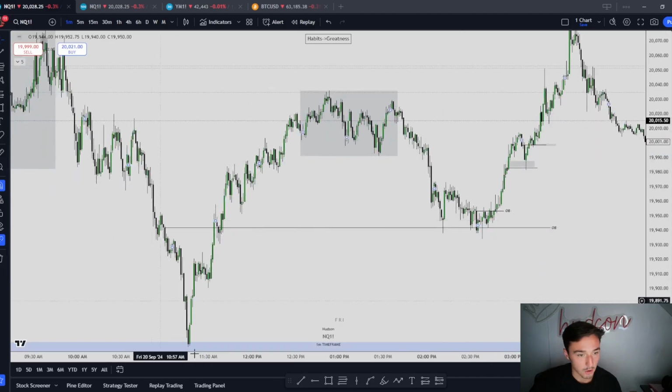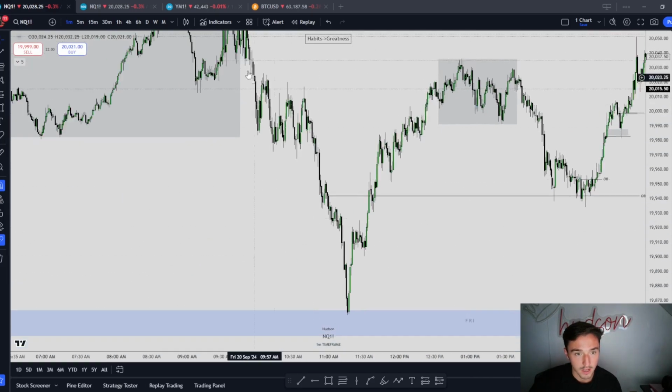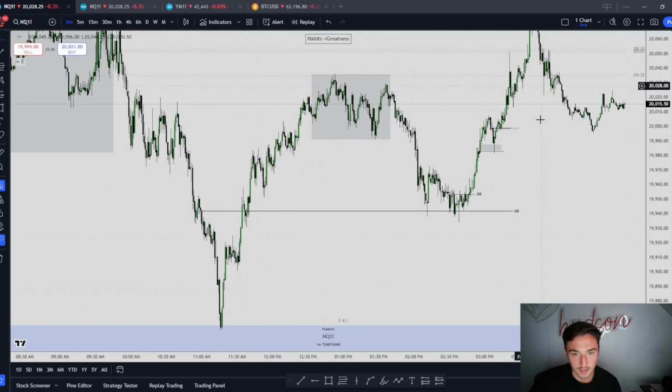So right there, market maker model inside of a market maker model. Sell side of the curve, buy side of the curve, sell side of the curve, buy side of the curve on the higher time frame. 15-minute sell side, 15-minute buy side of the curve. Intraday inside of that price action, sell side of the curve, buy side of the curve.